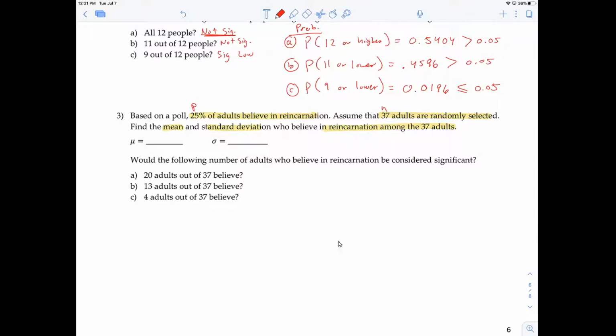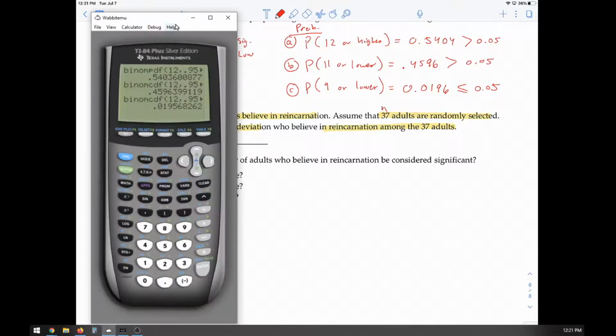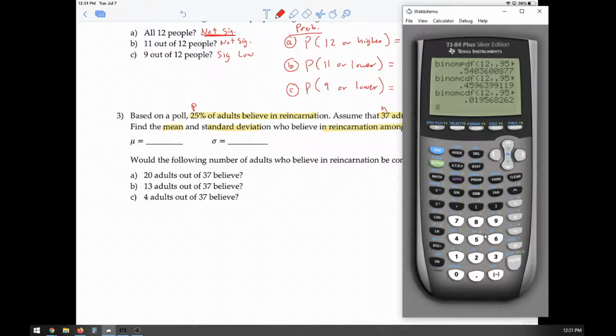P, right? So for my mean, the formula for a mean, given that it's binomial, is going to be N times P, so that's going to be 37 times 0.25. So rounded to 1 decimal place, that's 9.3. And then the standard deviation is the square root of N times P times Q, which is 0.75. Now, how did I get 0.75 for Q?